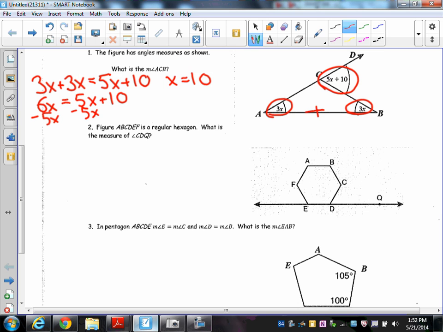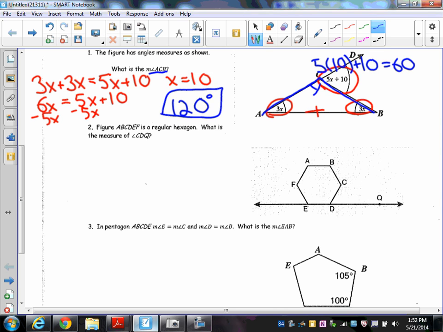A lot of you might want to stop here, but we have to solve for ACB. So angle ACB is this one here. So let's call that y. In order to solve for that, I need to plug 10 in here. So I have 5 times 10 plus 10, and that's 60. So if that angle is 60, I know that the one inside has to be 120, because they're a linear pair. They have to add up to 180 degrees.